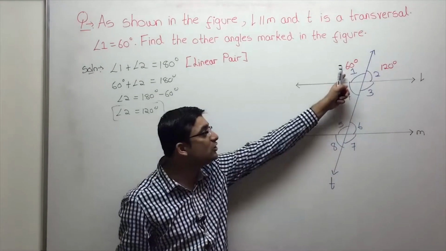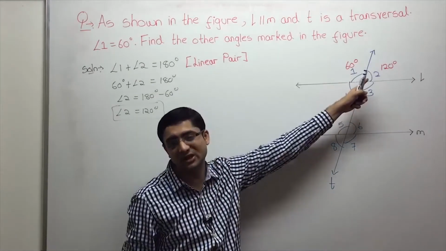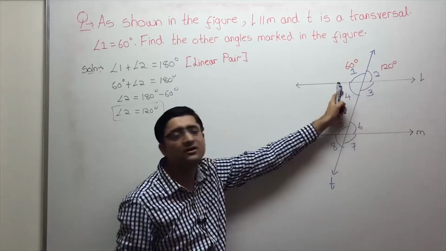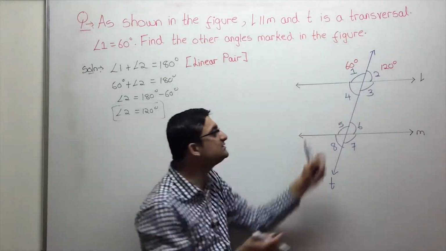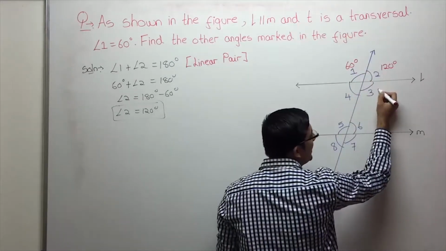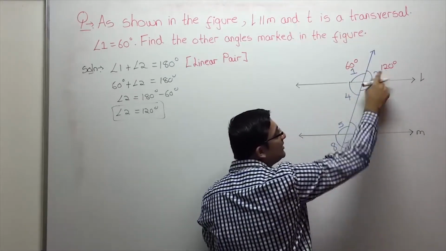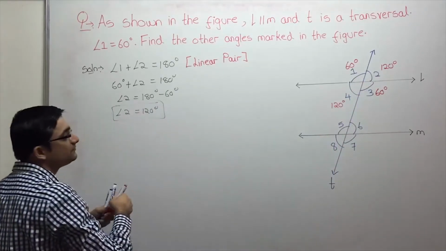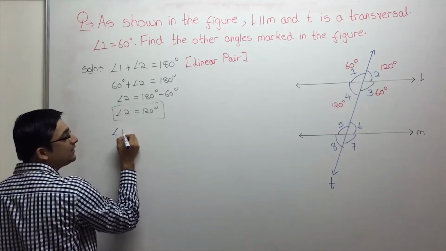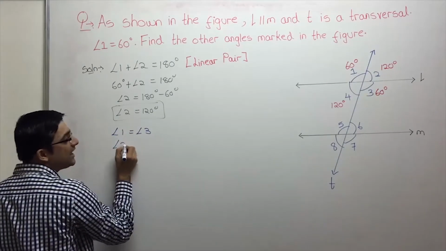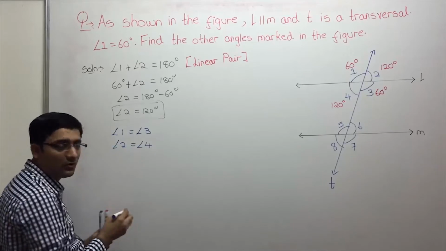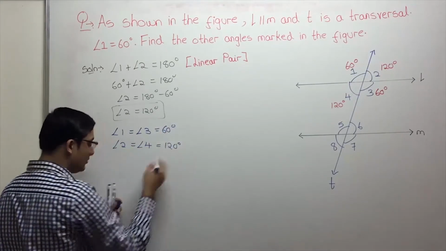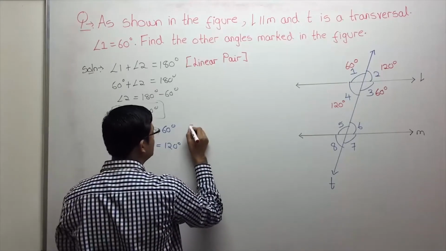Next, we know whenever two lines intersect each other, we get two pairs of vertically opposite angles. So angle 1 and angle 3 are vertically opposite, angle 2 and angle 4 are vertically opposite. Now vertically opposite angles are equal. So if angle 1 is 60, angle 3 will also be 60. If angle 2 is 120, angle 4 will also be 120. So let me write it down. That is, angle 1 is equal to angle 3 and angle 2 is equal to angle 4. This is equal to 60 degrees, and this is equal to 120 degrees. What is the reason? Vertically opposite angles.